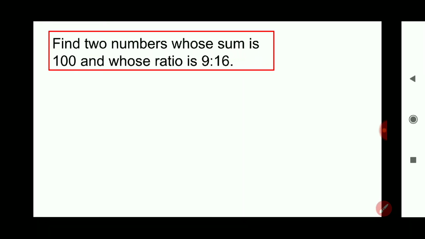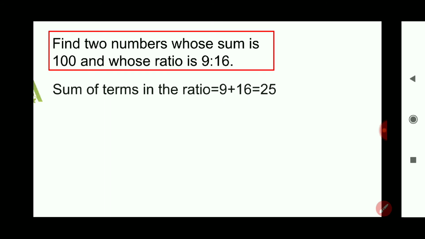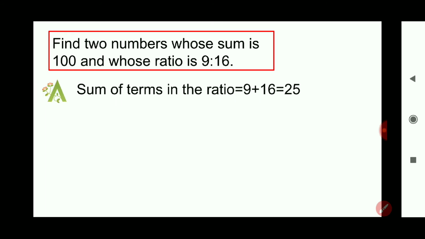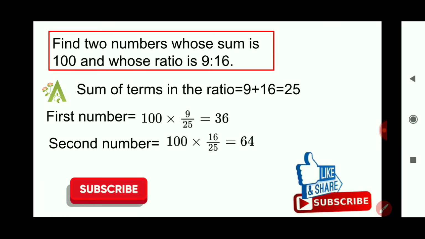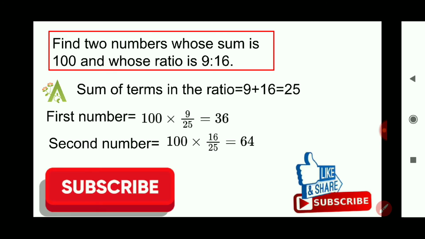Find two numbers whose sum is 100 and whose ratio is 9 is to 16. Here, sum of the terms in the ratio is equal to 9 plus 16, that is 25. Hence, first number is 100 into 9 by 25, that is 36. Second number is 100 into 16 by 25, that is 64.